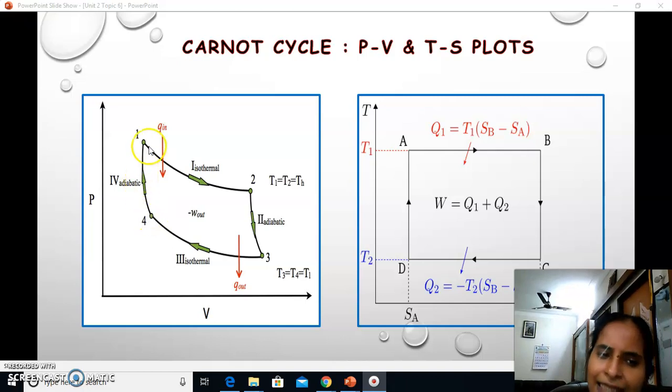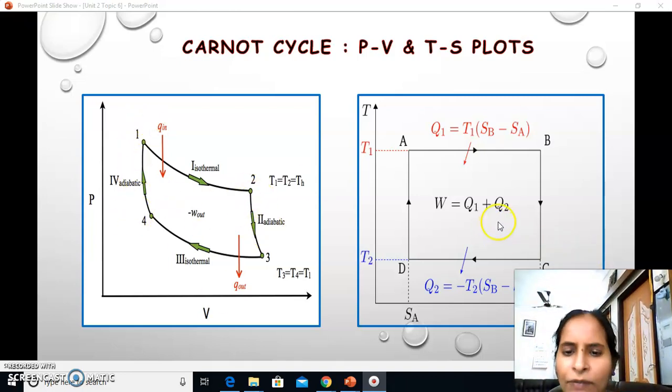And then finally it is compressed by an adiabatic process from 4 to 1. Okay, so this has been shown in the TS diagram, in which there are two isothermal processes, at T1 and T2, and two adiabatic processes. A reversible adiabatic process is nothing but a constant entropy process. So here two entropies are fixed and two temperatures are fixed, and we get a rectangle which shows the heat supplied, equal to T1 into (SB minus SA), that is the entropy difference. So the TdS equation will give you the heat supplied through this cycle.